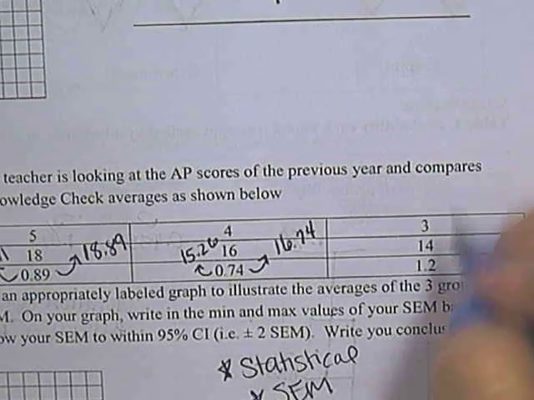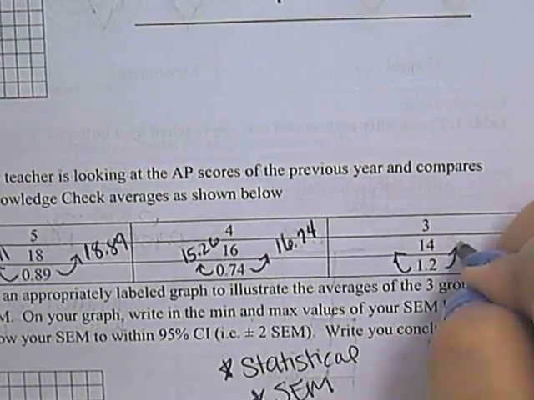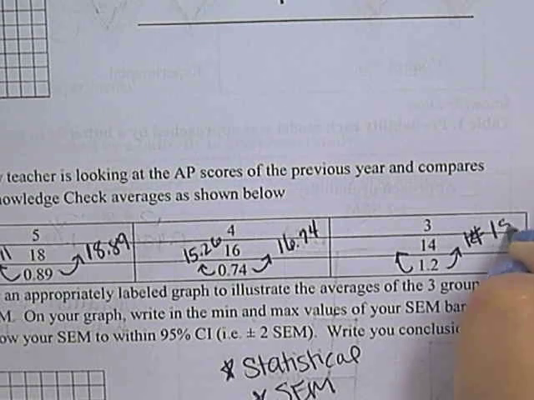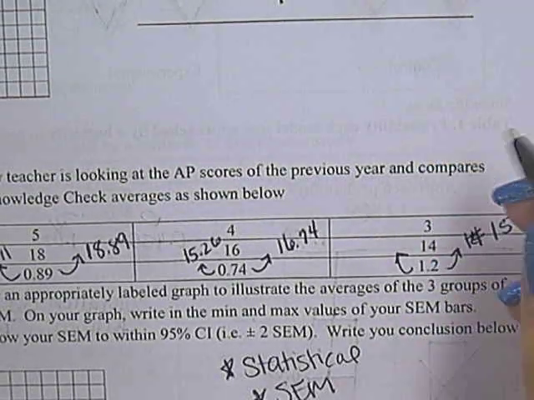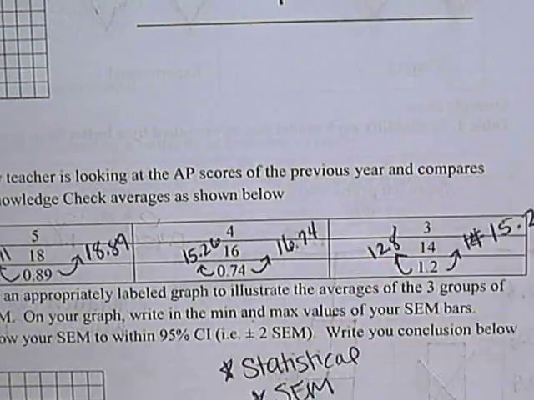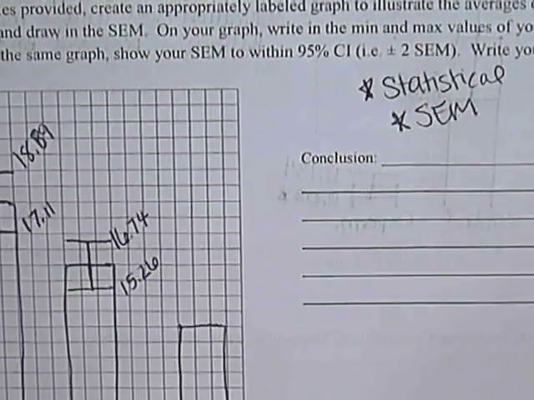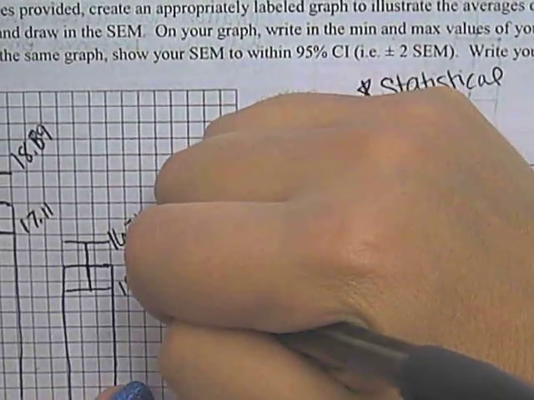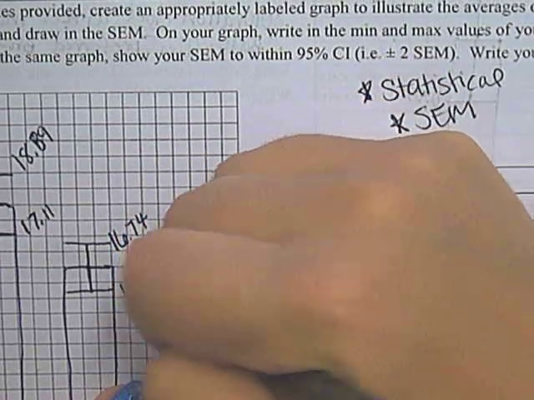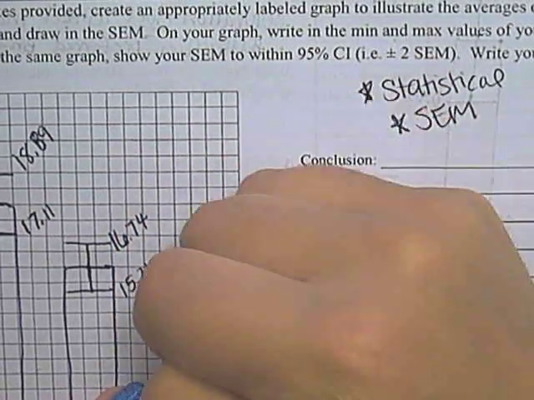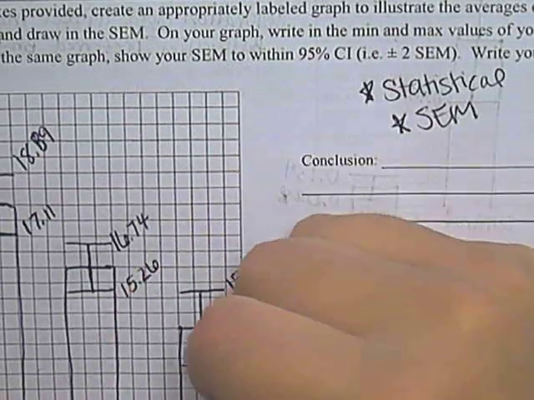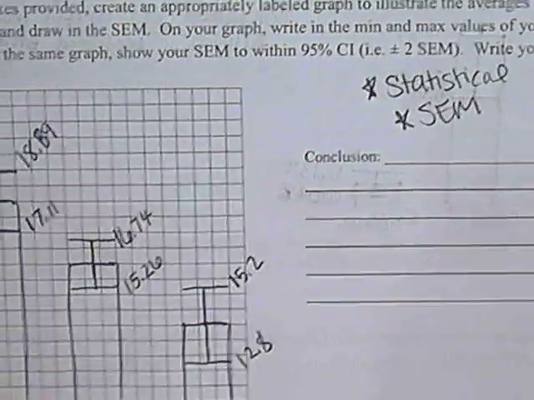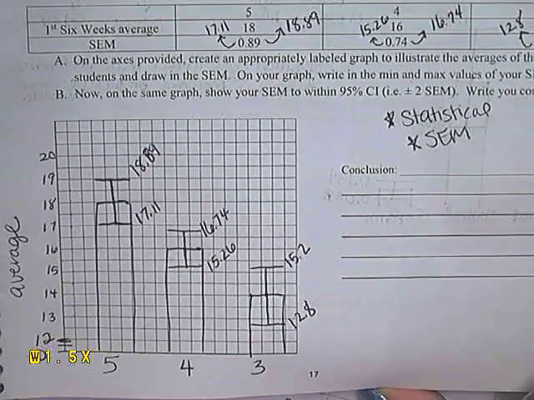The last one, we're going to do the same thing. Our upper and lower extreme, so this is 15.2, and then our lower extreme is 12.8. So over here, I'm just going to draw those in, 15.2, and then my lower extreme, 12.8. And so here is the data for our students.